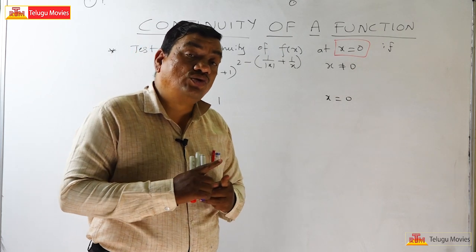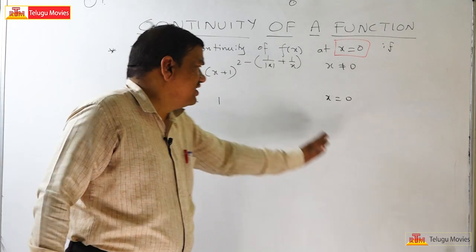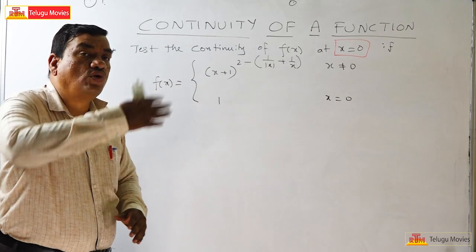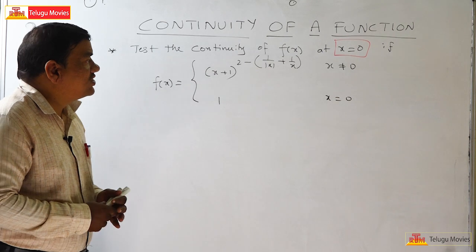At x is equal to 0, the functional value is already given: f of x is equal to, so therefore f of 0 is equal to 1. Okay? So now let us start this problem.